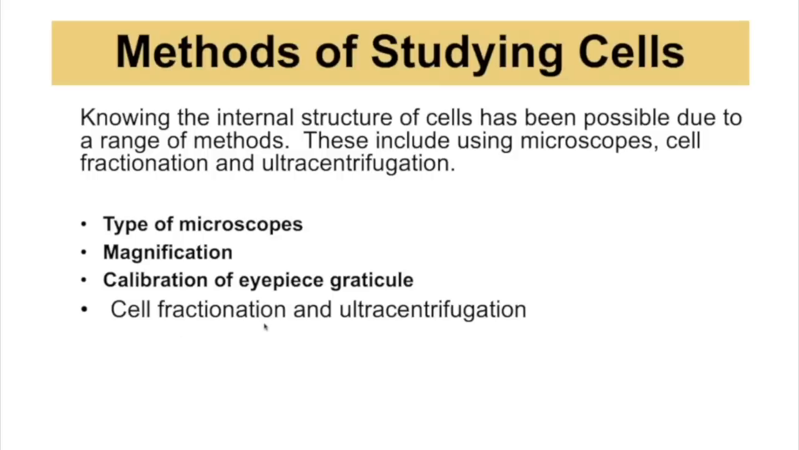Now you need to know methods of studying cells, and the reason this is so important is the way we've discovered these internal structures or organelles is because of these advances in the methods to study cells. So advances in microscopes, and then also cell fractionation and ultracentrifugation to be able to isolate particular organelles to examine. So we'll go through each of these methods of how to study cells.